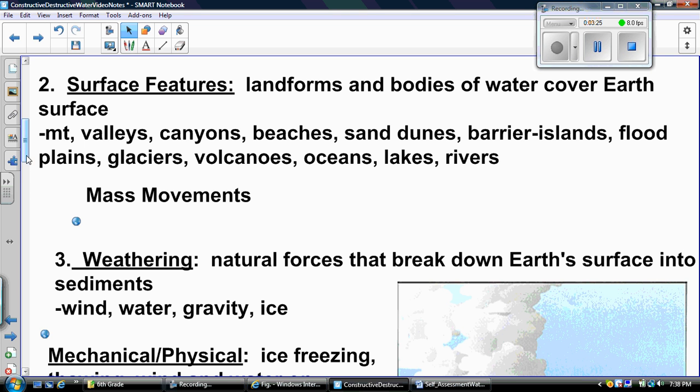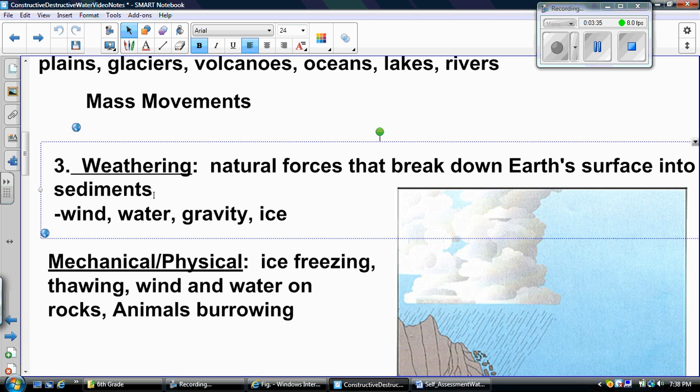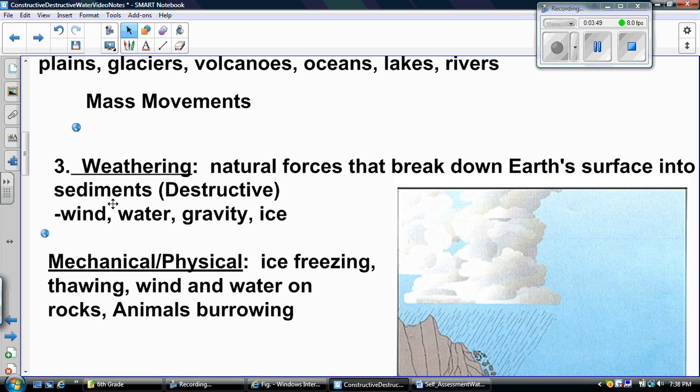Okay, so now we're going to get into weathering and erosion, the two main destructive forces. Weathering is a natural force that breaks down Earth's surface into sediments. So weathering is a destructive force. Okay, so make sure you put that in. Weathering is destructive. Weathering is created by wind, water, gravity, and ice.